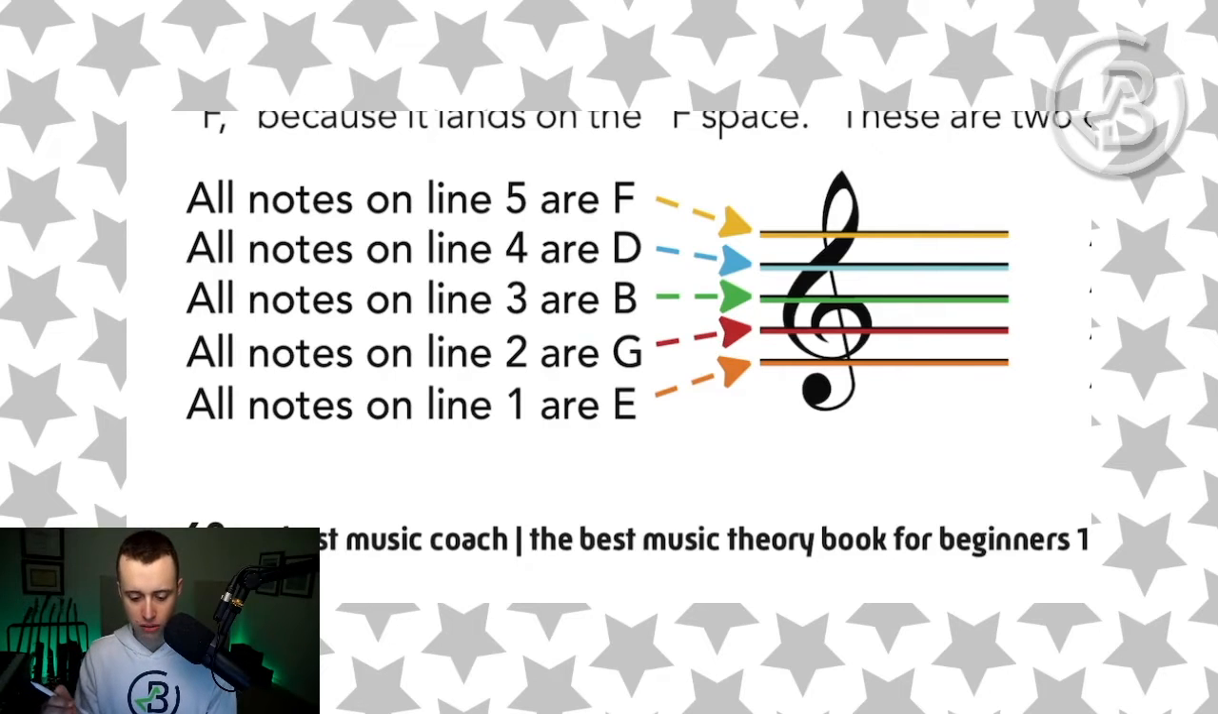be G. Whenever you have a note head on line 3 of the staff, it's always going to be B. Anytime you have note heads on line 4 of the staff, it's always going to be D. Anytime you have note heads on line 5 of the staff, it's always going to be F.